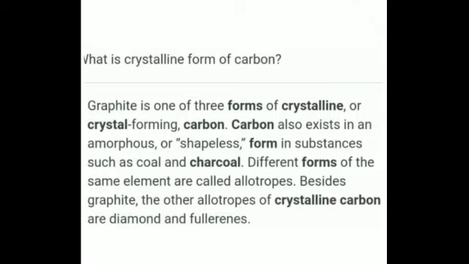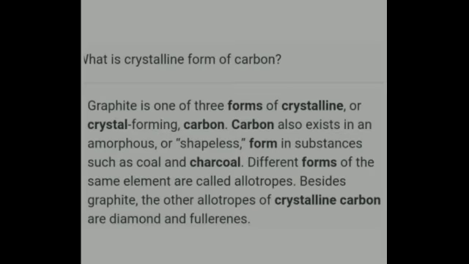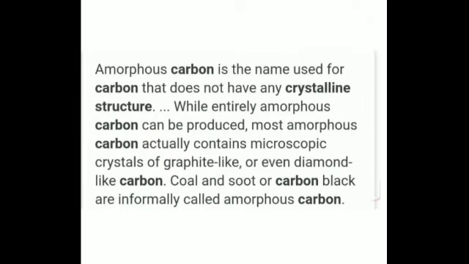So graphite, diamond and fullerene are the different crystalline forms of carbon. And when the carbon atoms are not arranged in any geometrical pattern, but in an unsystematic pattern, they are known as the non-crystalline or amorphous form. In this we include coke, charcoal and coal. They are all amorphous forms of carbon. Is that clear?